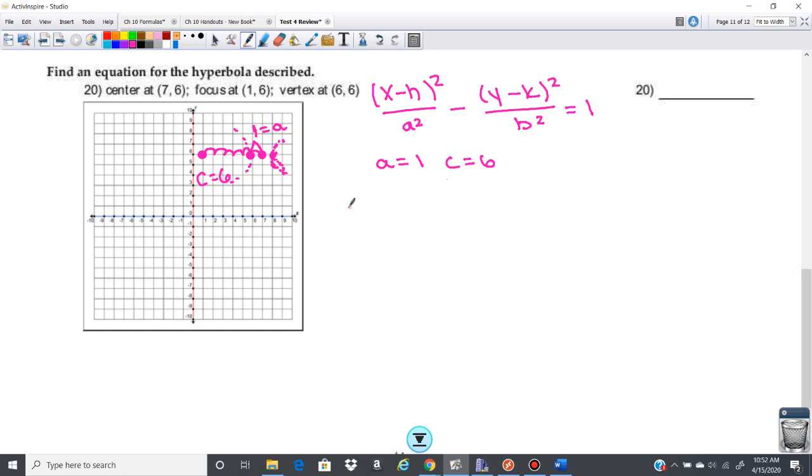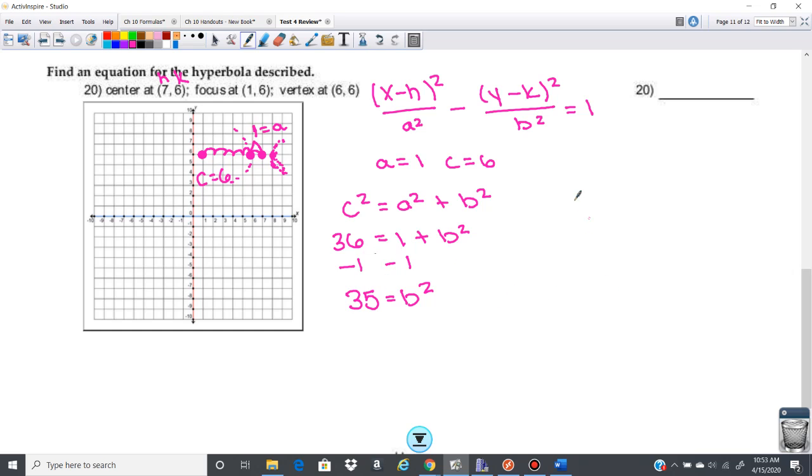We can find b by going like this. c squared equals a squared plus b squared. So c squared, 6 squared, would be 36. 1 squared would be 1. If we subtract 1, we get 35 for b squared. Then b would be plus or minus the square root of 35, but we don't need that because we're just finding the equation. We also know the center, (7, 6), so we know our h and our k. So we have everything we need to go ahead and plug this in.